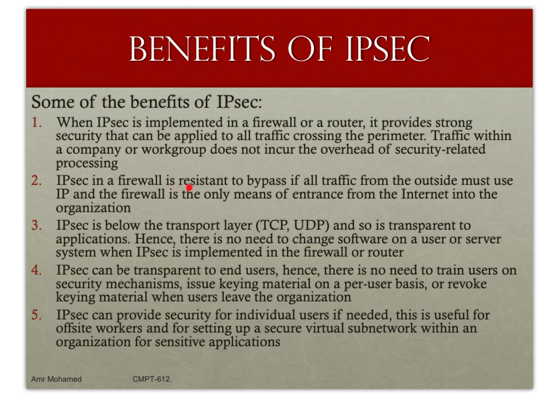IPsec in a firewall is resistant to bypass if all traffic from outside must use the firewall. In fact, one of the behaviors of IPsec is that for traffic coming in, you can bypass the traffic from going into the tunnel. I can do that. So that's one of the ways, right? But I have full control in that case. I can control whether this traffic can be bypassed or whether this traffic has to indeed go through the tunnel, and we'll see the different cases, why we need to do this, why we need to do that.